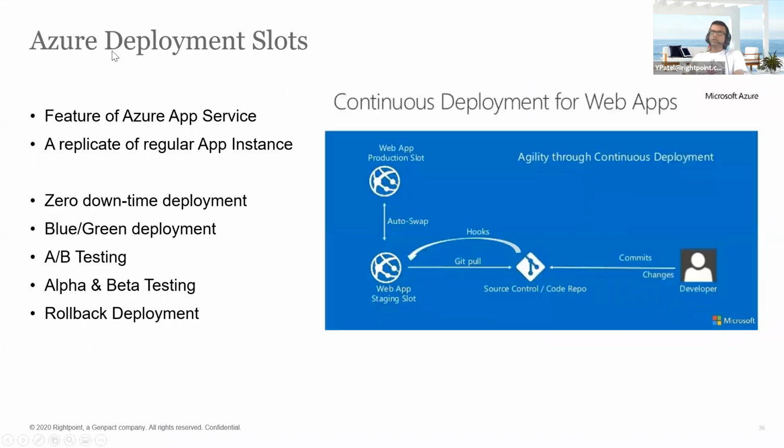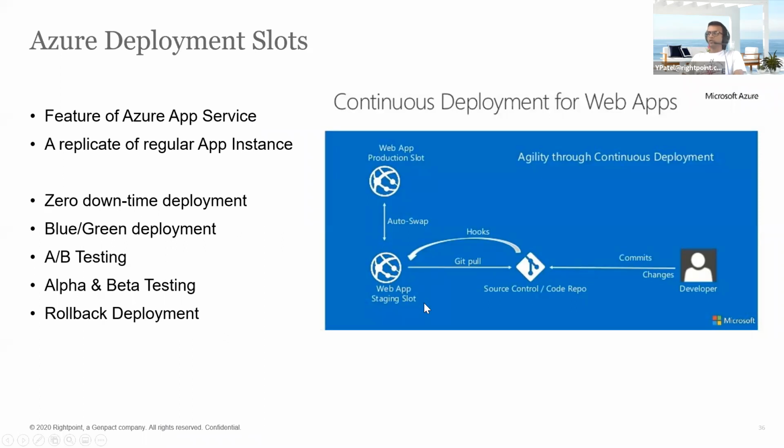And the most important thing for CD instances is deployment slots if we are using Azure. Deployment slots are a feature of web app. Your web app service can have multiple slots, or I would say multiple app instances. Let's say this is an example. Here you can see a web app production slot and a web app staging slot.